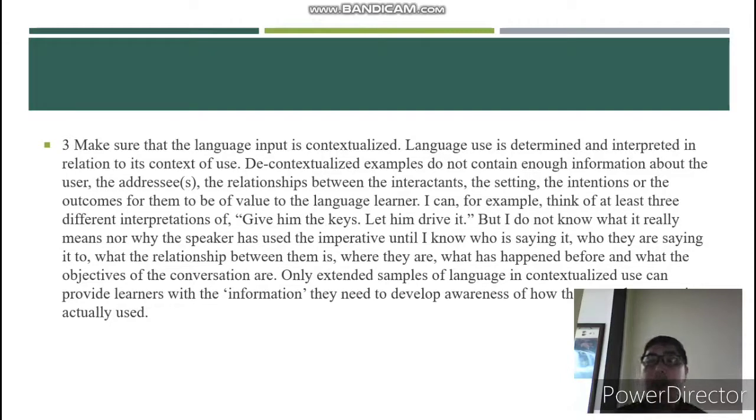Language use is determined and interpreted in relation to its context of use, how they make use of the language. Decontextualized examples do not contain enough information about the user, the addressee, the relationship. So meaning, it's relevant. It's relevant to your students' lives. I can, for example, think of at least three different interpretations of "give him the keys, let him drive it," but I do not know what it really means. So that's one thing that we should remember.